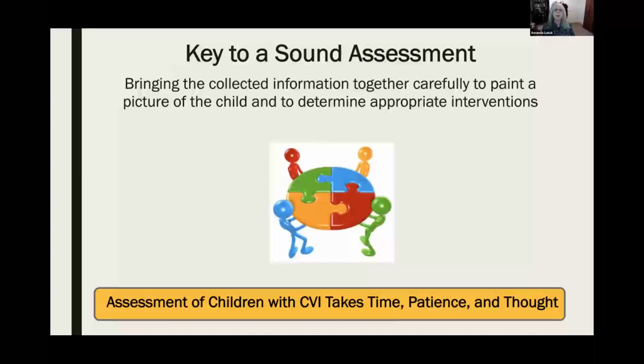Remember that painting a picture of the child is what is needed in any kind of assessment, and it's particularly important for children with CVI. Assessment with children with CVI takes time, patience, and thought.